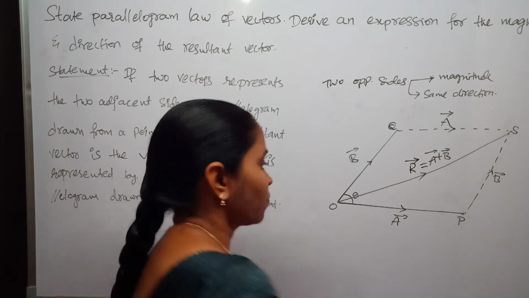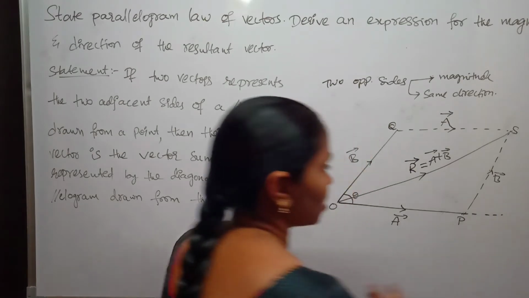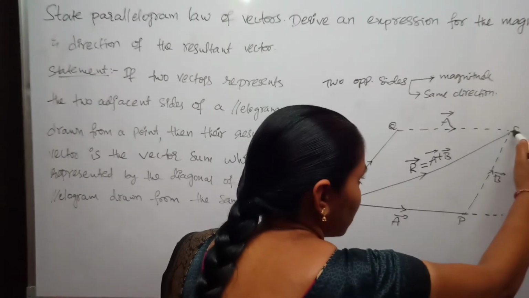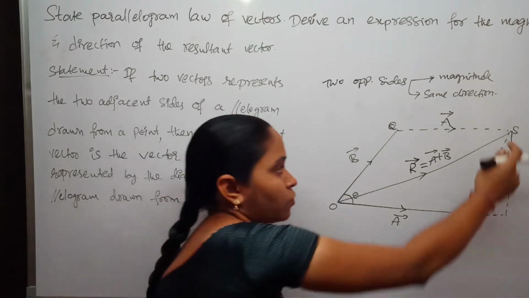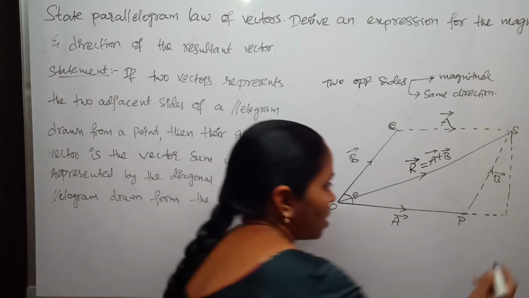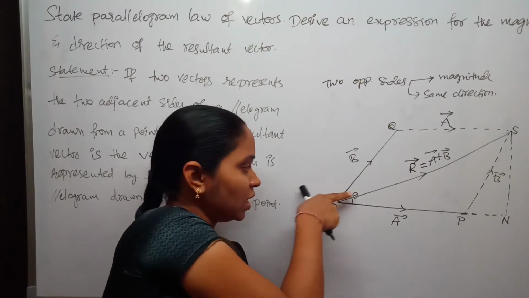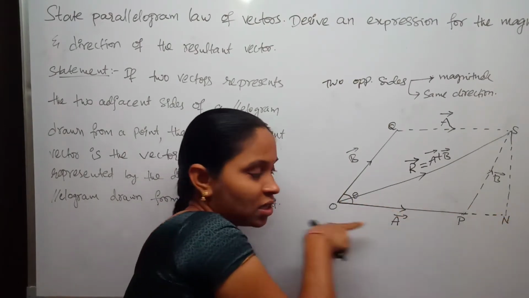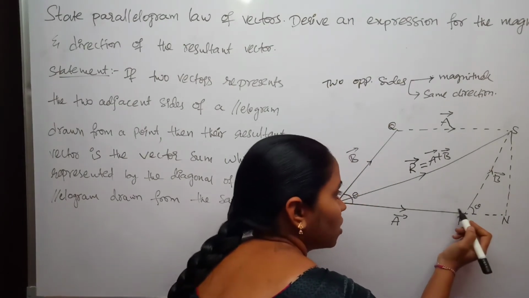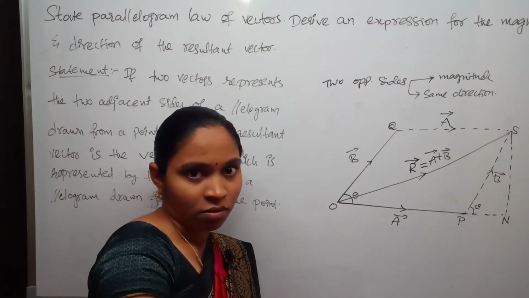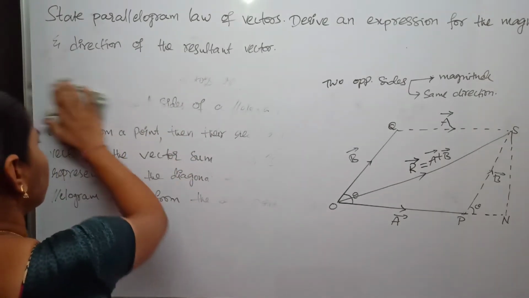Okay, and for this purpose let us extend the line OP and draw a perpendicular line from point S, and I am taking this point as N. Okay, and the angle theta is in this direction, therefore we will have theta in the same direction, not here. We will have theta here. Okay, I am erasing this statement.